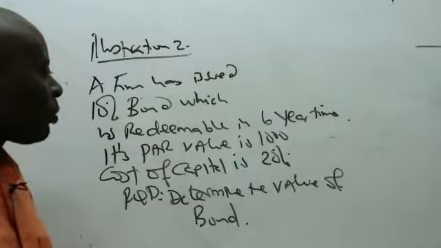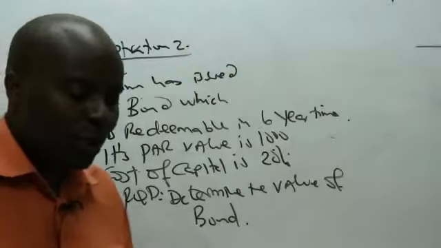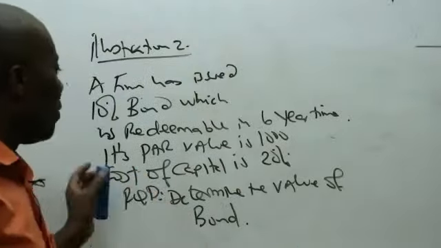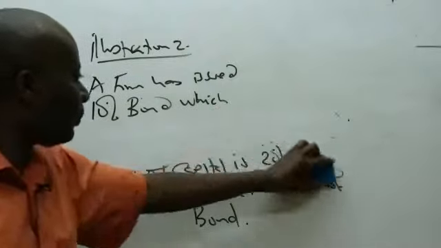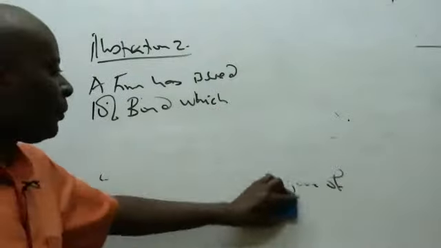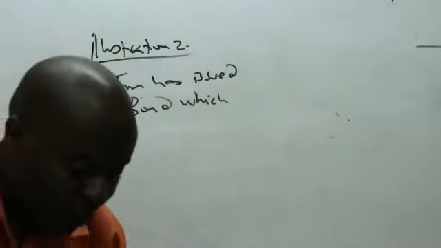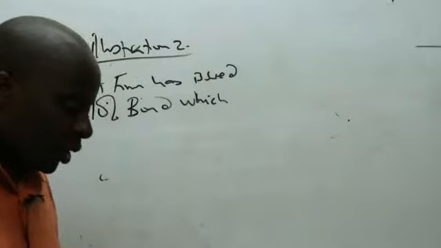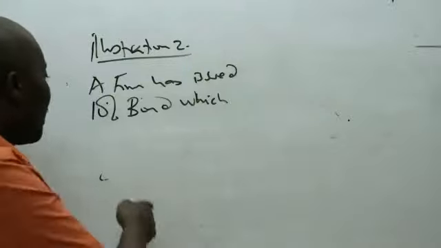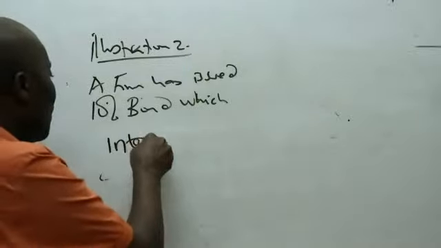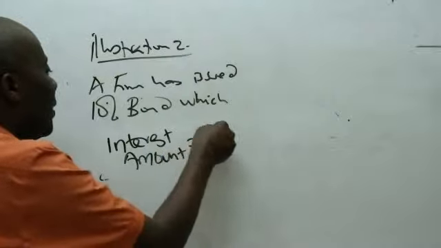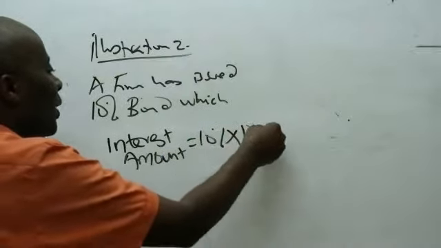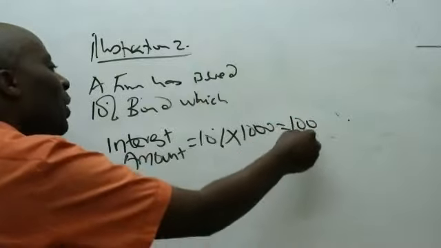There are two types of cash flows here. Which cash flows are these? We have number one, the interest amount. So interest amount, what do we have? It is 10% of the par value, which is 1,000, which is 100 per annum.